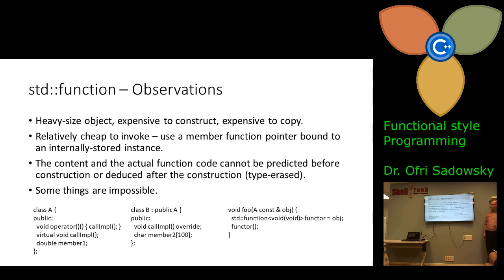So it's an expensive, heavy object, but it's relatively cheap to invoke the operator parentheses because you already have a function pointer to it. It's usually a virtual call, which is one way to implement type erasure. But you can really keep a pointer to the operator parentheses. This is type erased, so the content and the actual function code cannot be predicted before the construction or deduced after the construction. It's a black box.